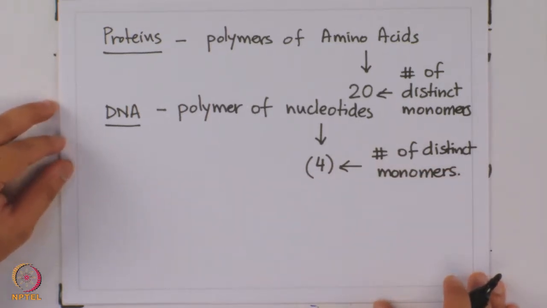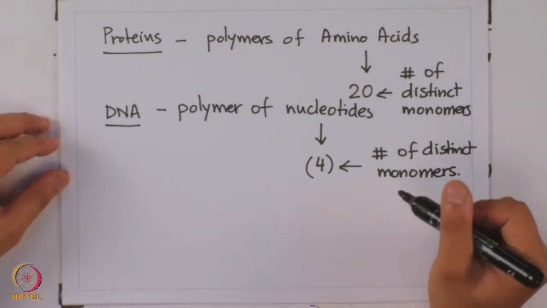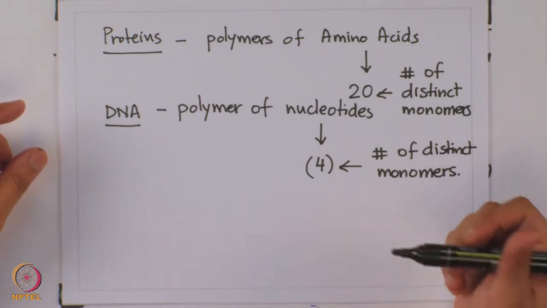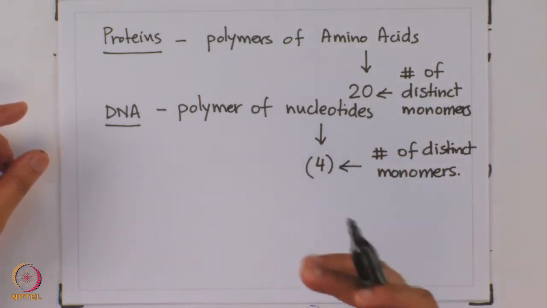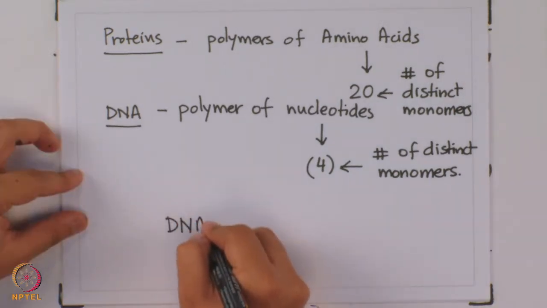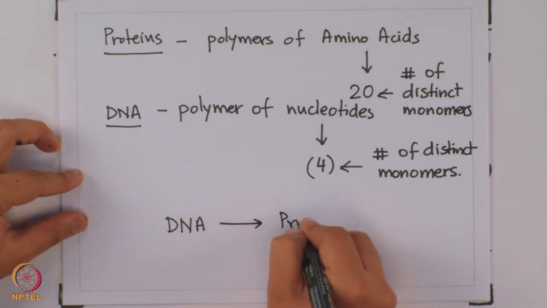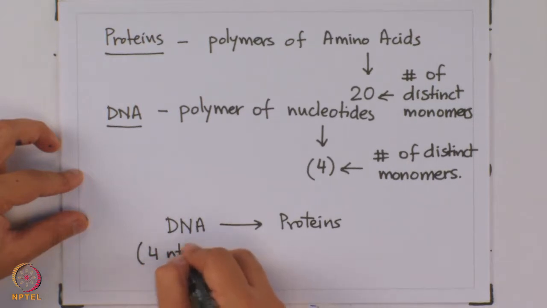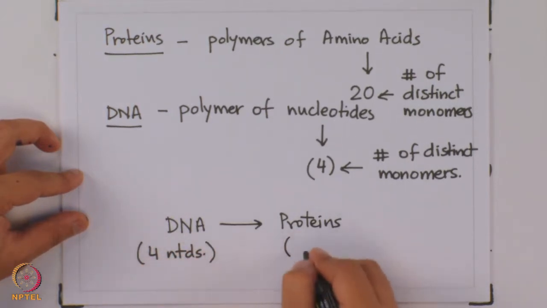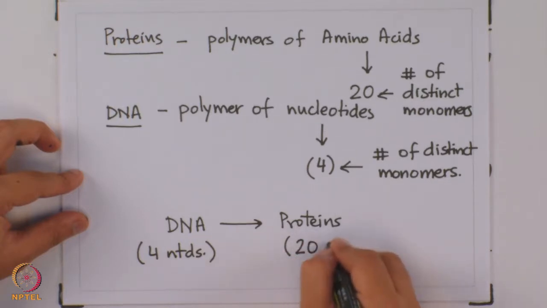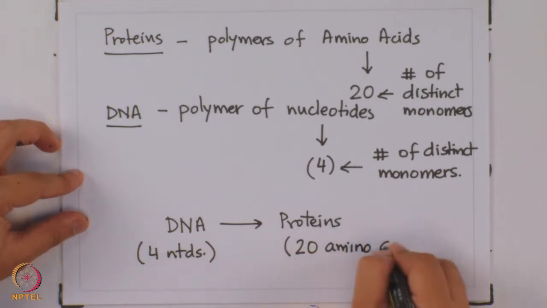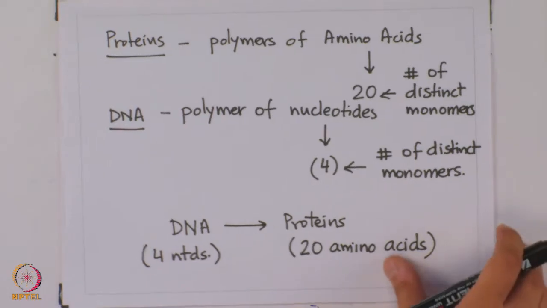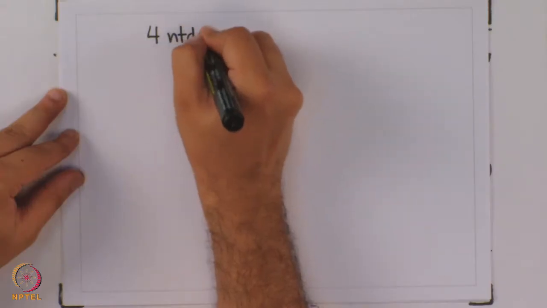And for a large time, this was a puzzle as to how does information which is stored in a polymer with 4 monomers get eventually translated into a polymer which is comprised of 20 monomers. So, we have information going, DNA encodes the information for what proteins are going to be made inside an organism's cell, and this is a polymer of 4 nucleotides, and this is a polymer of 20 amino acids. So how does this happen? This was a big puzzle for a very long time. Let's look at this in some detail.